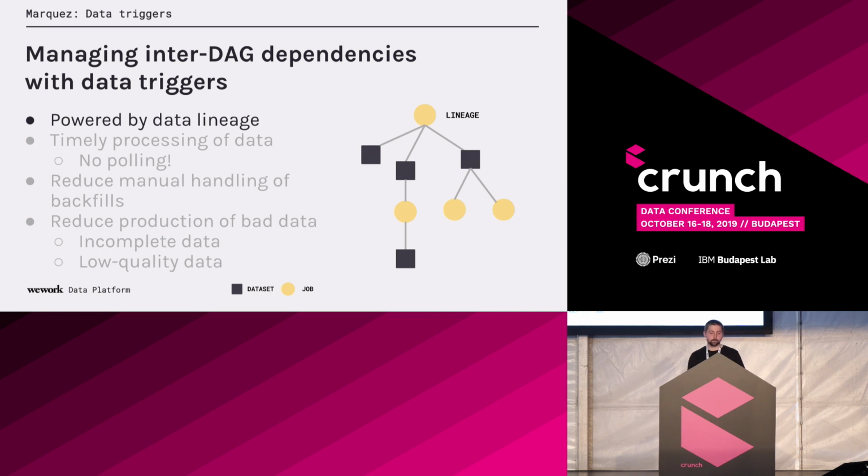So in this case, how are we managing interdependencies? We're working on a concept called data triggers, and it's all powered by the data lineage graph that we're building. What data triggers means is, since Marquez knows when jobs are finishing and also when data sets are changing, we can then start sending messages to a bus that says, hey, you might want to kick off a process if this data set has been updated.